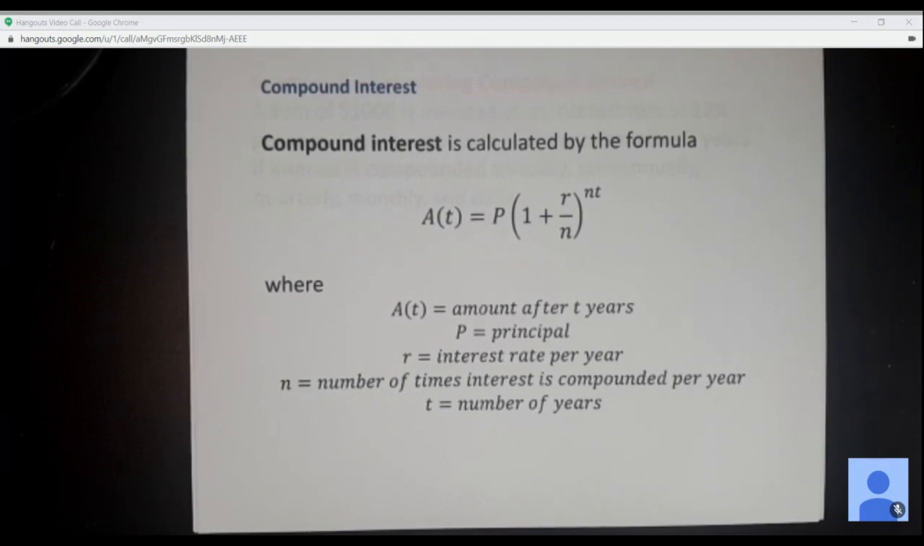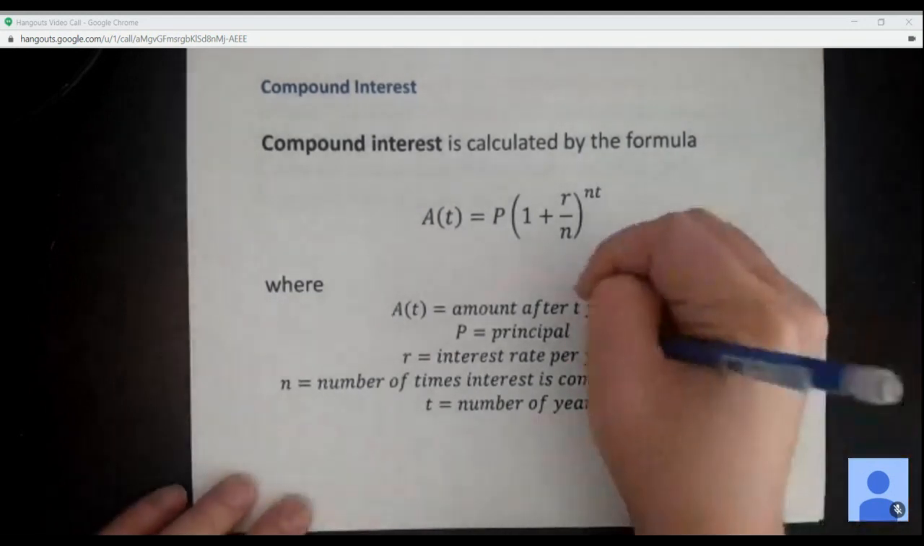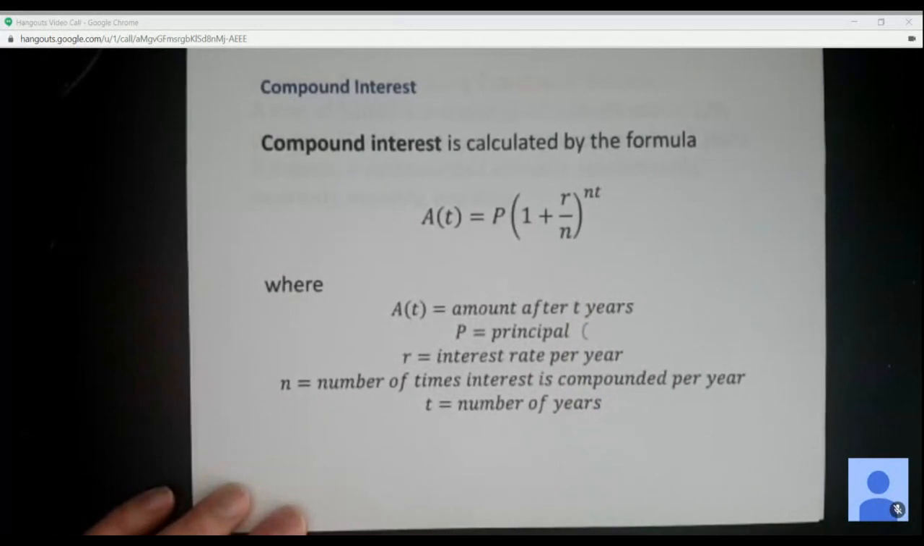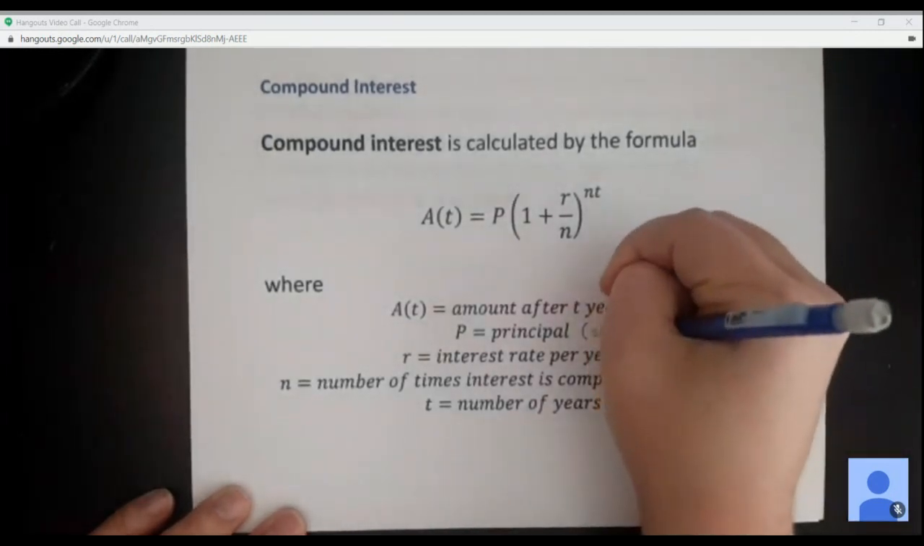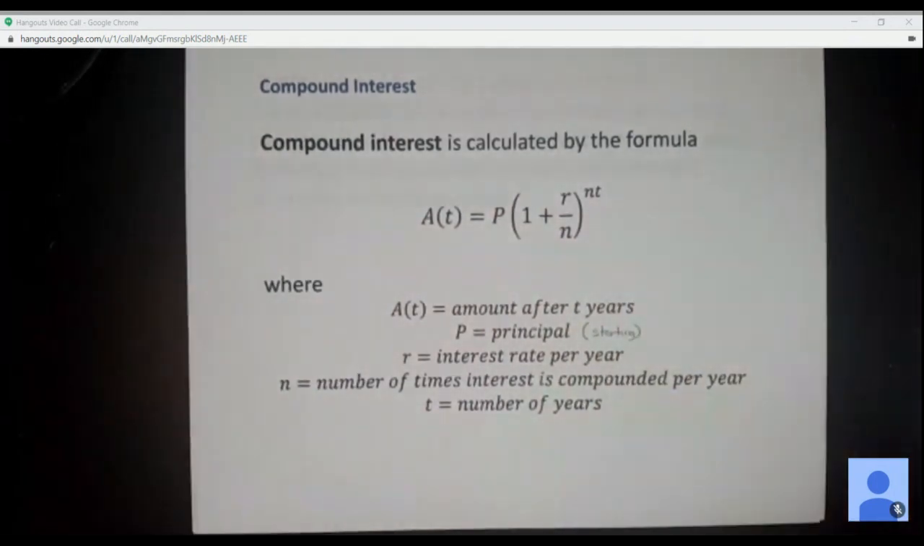All right, so I'm going to go ahead and start talking about each of the variables now. So A of t, amount after t years, that's basically your total, right? So that, I think, is kind of self-explanatory. After a certain amount of time, that's the amount we're going to have. Now, principal, does anybody know what we mean by principal? Original, right? And so I'm going to call this the starting amount. So your principal is always however much you start with. So that's your starting point.